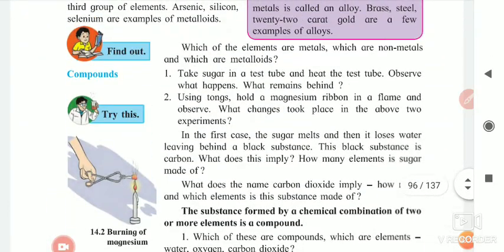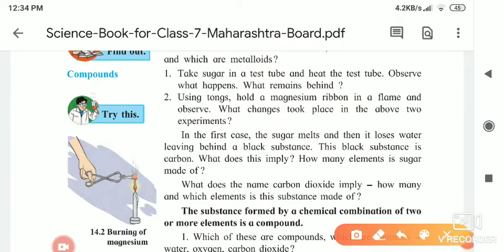Yesterday I told you the difference between what happens when we burn coal. I showed you the video, and when we burn the magnesium ribbon, that also I showed to you. In the first case, I told you what happens when we burn sugar. Sugar melts, then it loses water, leaving behind a black substance. This black substance is nothing but carbon.